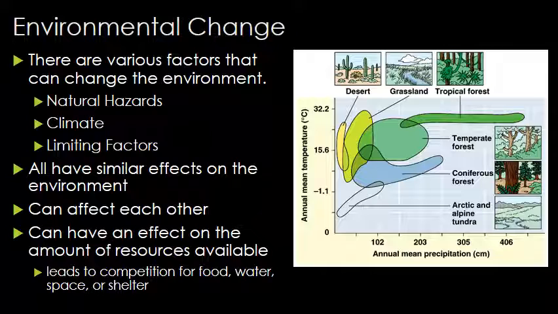Limiting factors we're going to look at more in just a moment. But all these things are going to affect species, they're all going to affect each other, and they can have drastic effects on how many species occur in an area, what type of species occur in an area, how a species is going to survive.